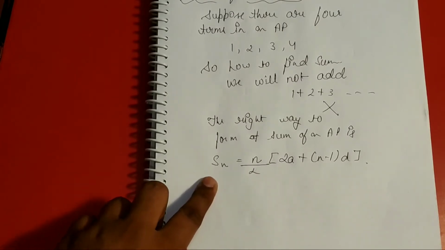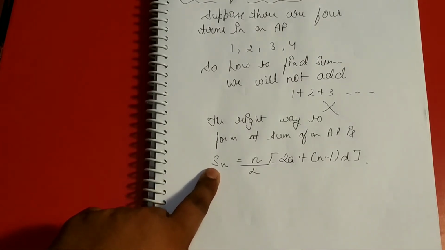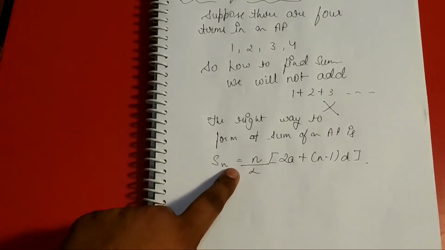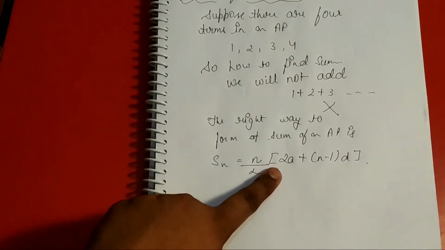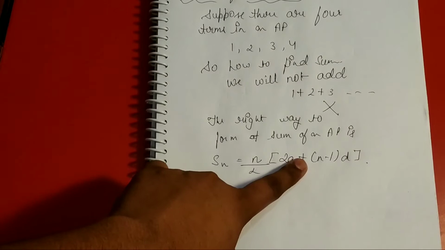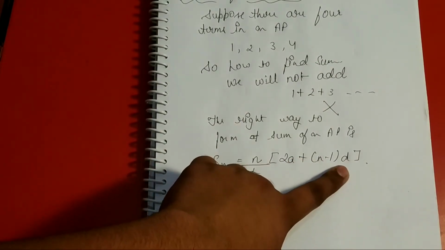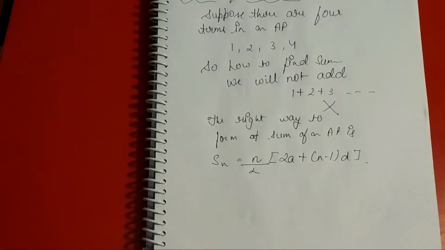So Sn means the sum of n terms of an AP. What is n? The total number of terms present in an AP. So the formula is Sn equals n by 2 into 2a, where a is the first term of the AP, plus n minus 1, where n is the total number of terms in the AP, multiplied by the common difference d. So this is also a very useful formula. Please note it down.